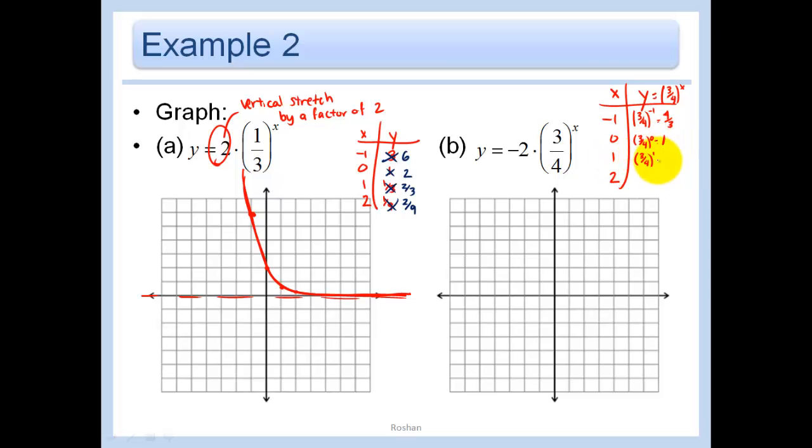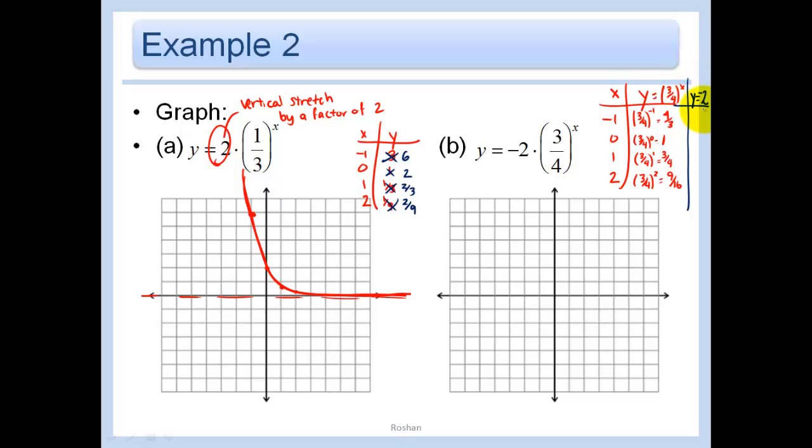3/4 to the first power is just itself, 3/4. And 3/4 squared is going to be 9/16. Make sure you're squaring the top and the bottom. Now I'm just going to do that -2 stretch.